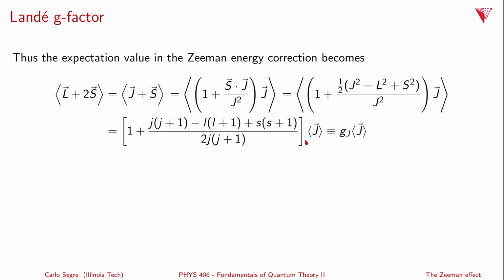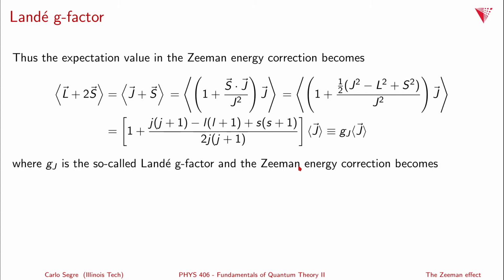This quantity up here in front, by convention, we write as g sub j, and it's called the Landé g factor. The Zeeman energy correction, the first-order correction E sub z, is e over 2m times B external times g sub j, the Landé g factor, times the expectation value of the vector j dotted into B external, which if we choose it to be in the z direction, gives h bar m sub j for this expectation value.